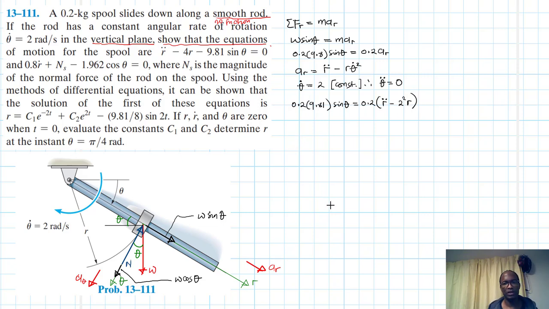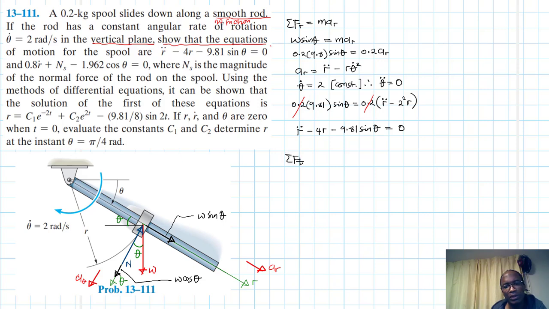Let's simplify this. We can cancel out the 0.2, then this just becomes r double dot minus 4r, we bring this to the other side, it just becomes minus 9.81 sine theta equal to 0. So we have one equation. Then let's work on the second one.